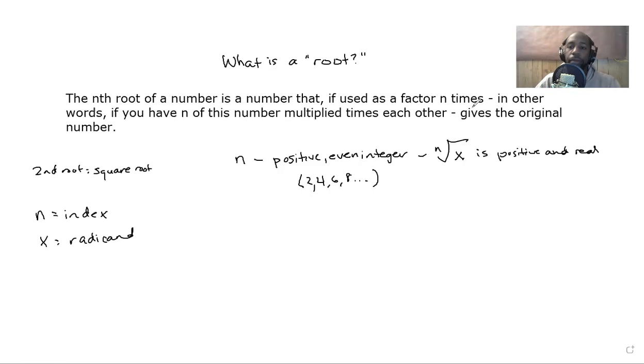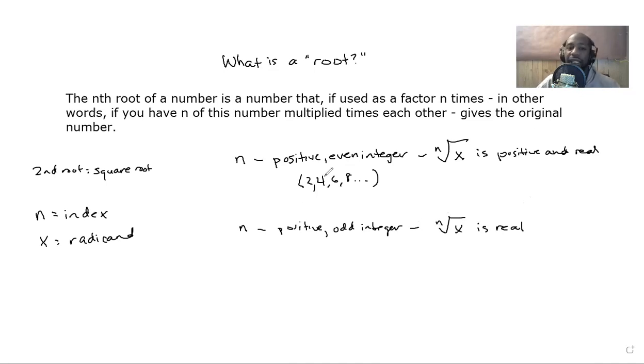All right. So that's all that means. Now, if n is a positive odd integer, then the nth root of x is real, but it's not necessarily positive. So let's break it down again.